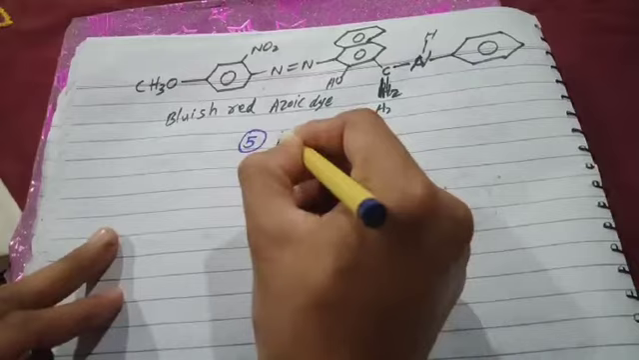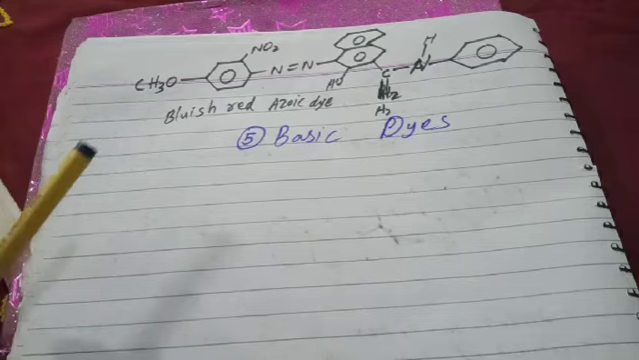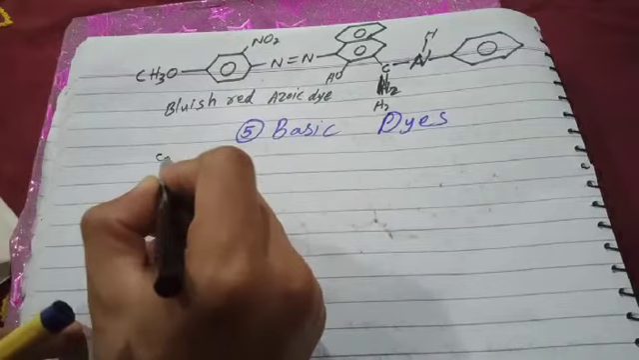And next is the blue basic dyes, number 5. Very, very important basic dyes. Good name, basic dyes. The first coal tar dye was a basic dye.